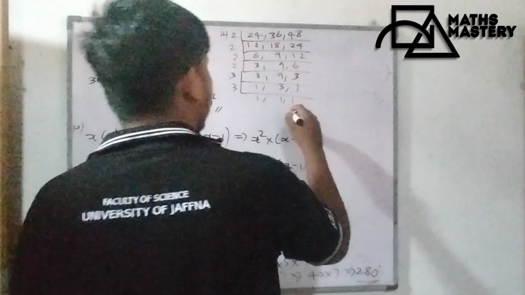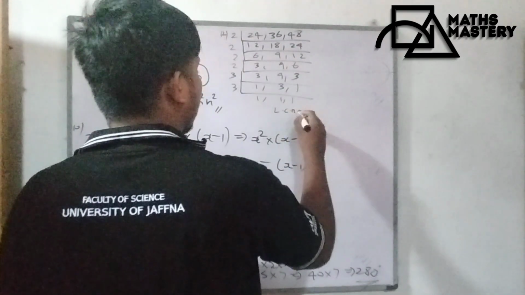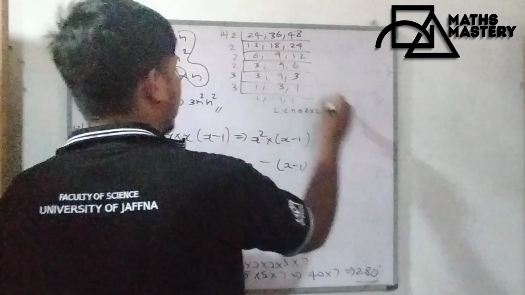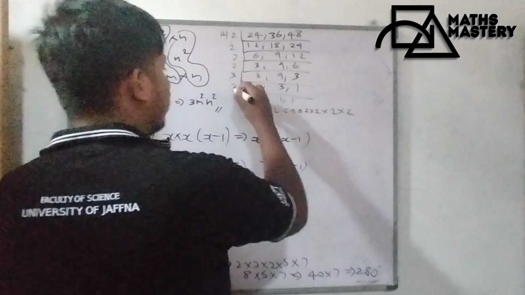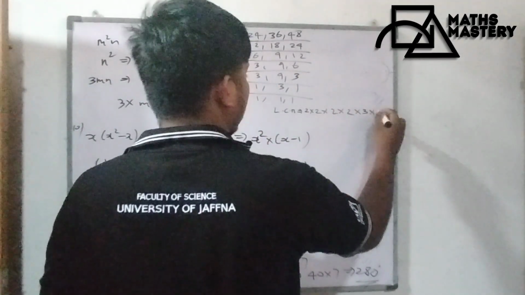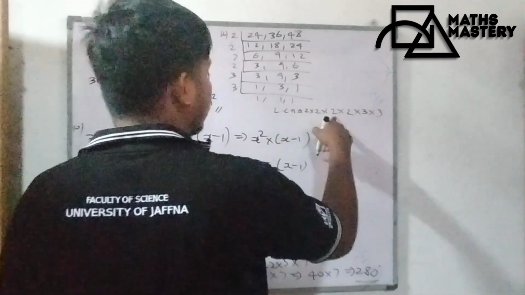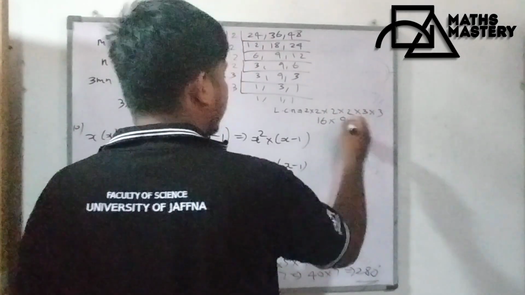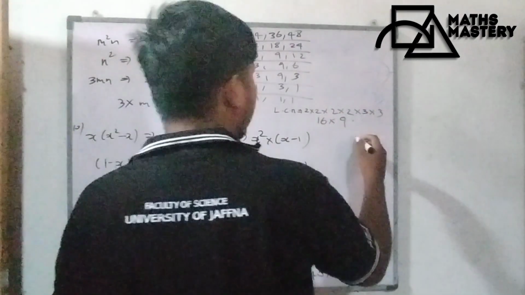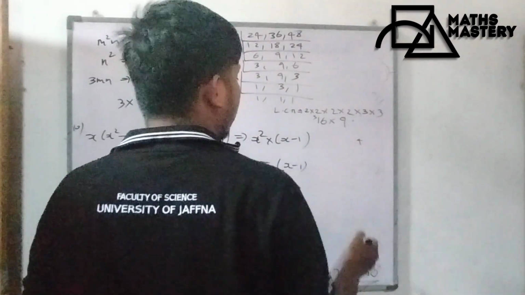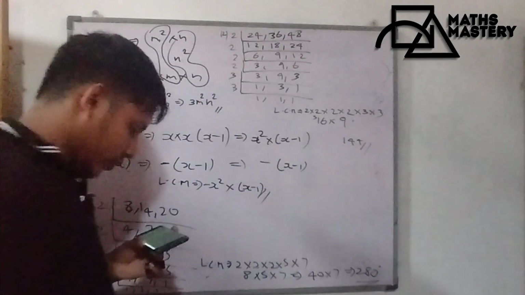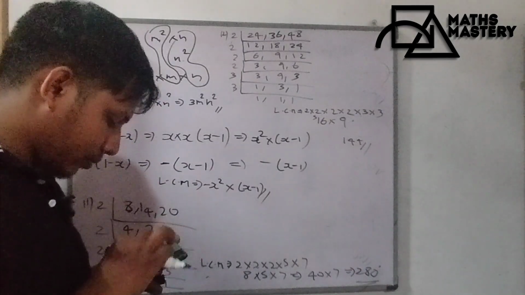So the LCM is 2 times 2 times 2 times 2 times 3 times 3. 2 times 2, 4. 4 times 2, 8. 8 times 2, 16. You know 3 times 3, it's 9. 16 times 9, if you multiply, you'll get the answer. 9 times 6, 54. 9 plus 5, 144. This is the answer.